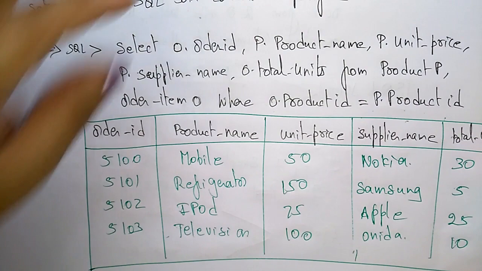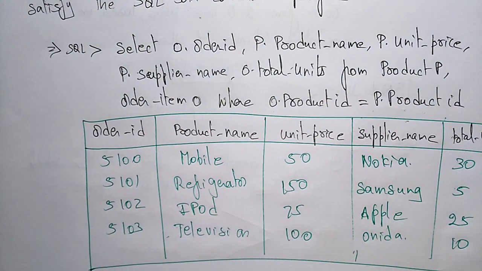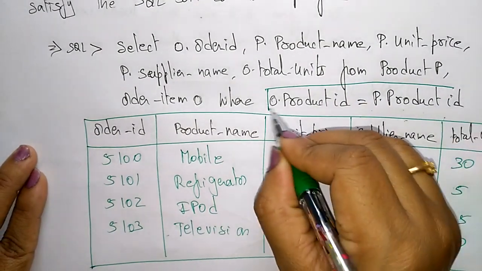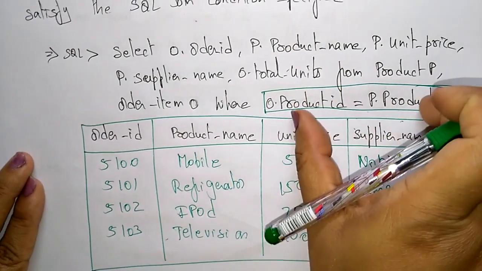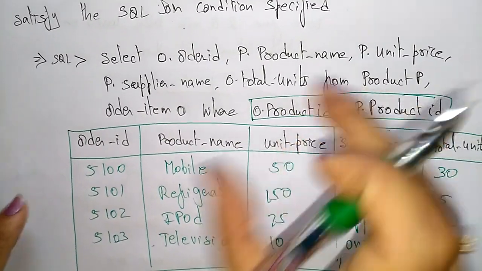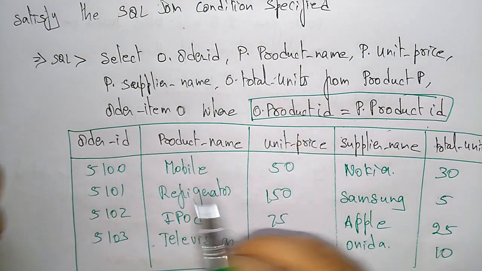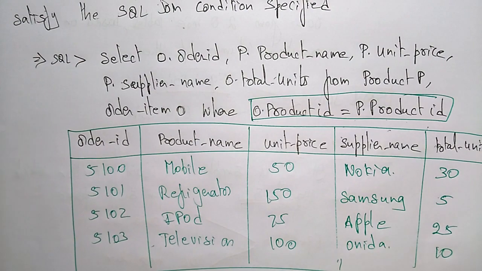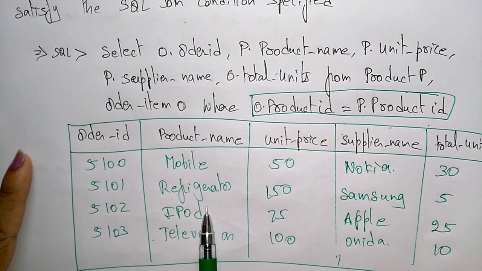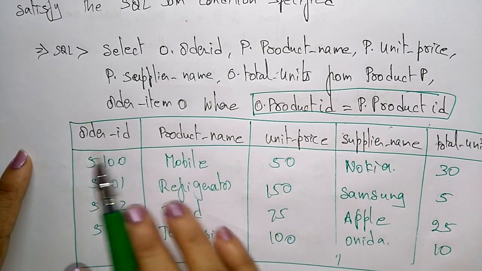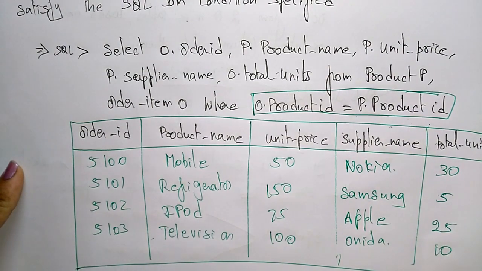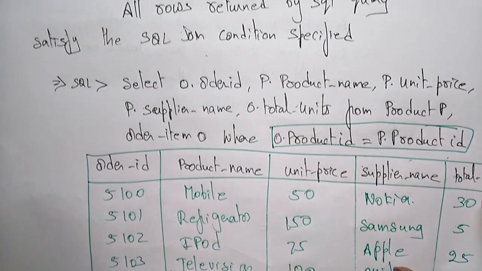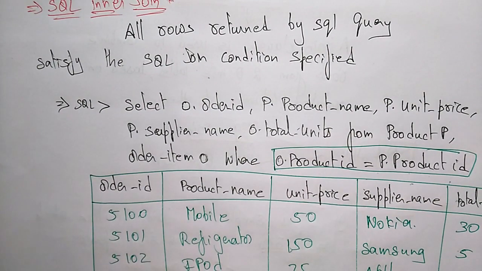So this is how to combine the two tables with the help of equi-join. Based on the condition satisfied, we are selecting the fields between the two tables, so it is a relation between the two tables. Here all rows returned by the SQL query satisfy the SQL join condition specified. So this is SQL inner join. In the next video, I'll explain about SQL outer join. Thank you.